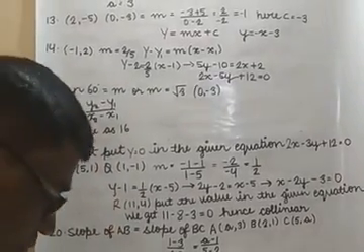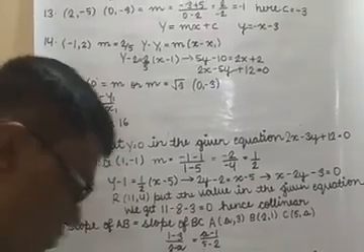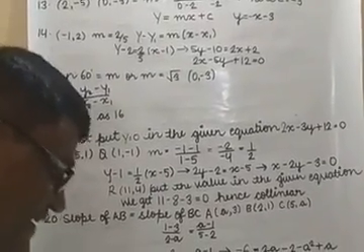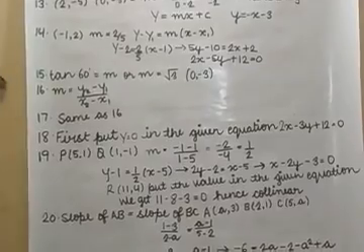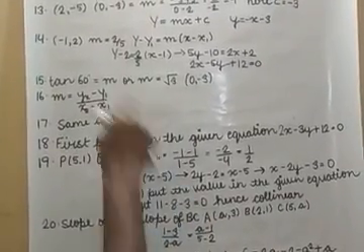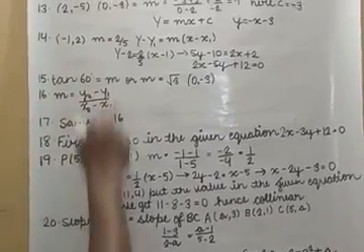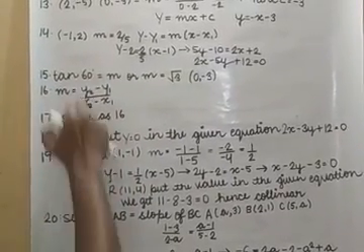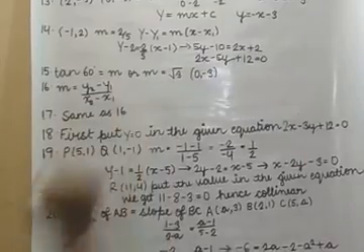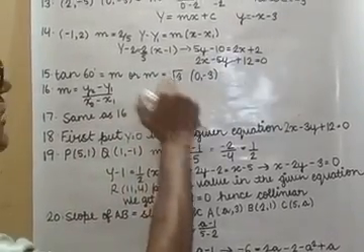In question number 15, find the equation of a straight line whose inclination is 60 degrees. Previously also I have told you that slope is tan theta. Here tan theta is tan 60. So we know that tan 60 is equal to root 3. So I can write m = root 3.